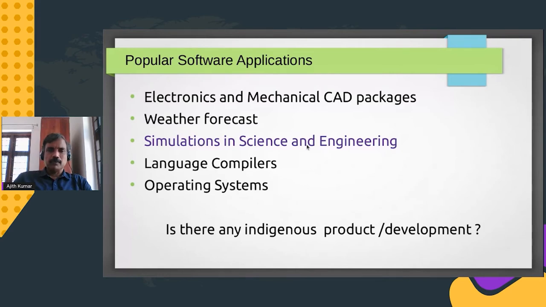And this is one area where I had some experience: simulations, mainly for nuclear physics computations and modeling, nuclear modeling. Another was designing of accelerators. In both cases, we did not have much indigenous software. So many people are working in software, and we are earning a lot of money in software, then why are these things not happening? That is something one should think about. I'm not an expert in those areas, but that question should be asked.